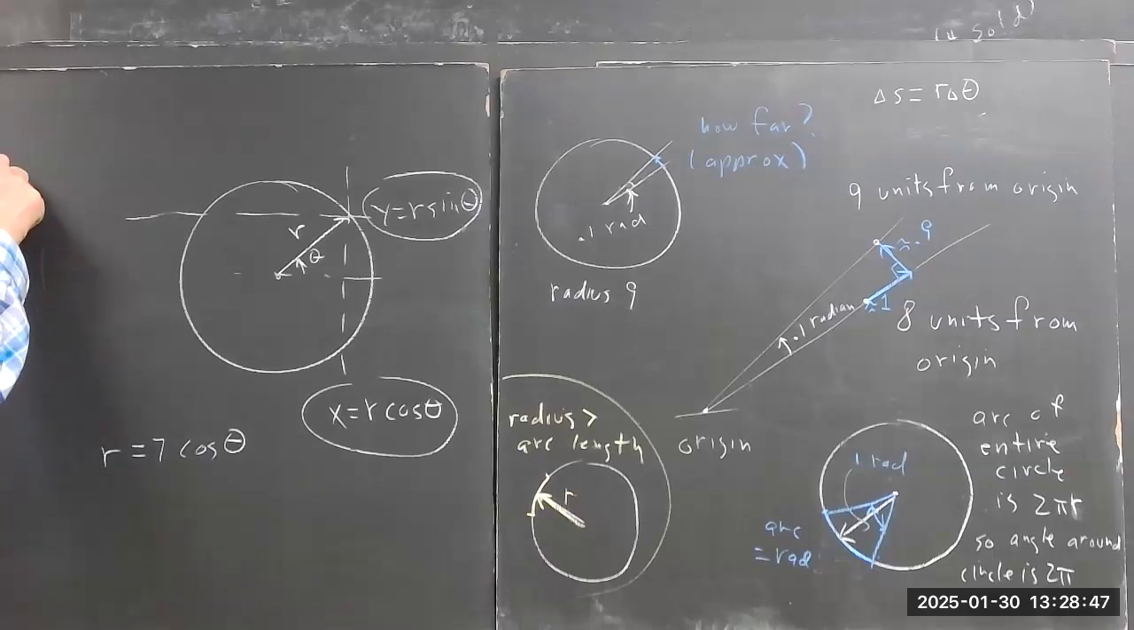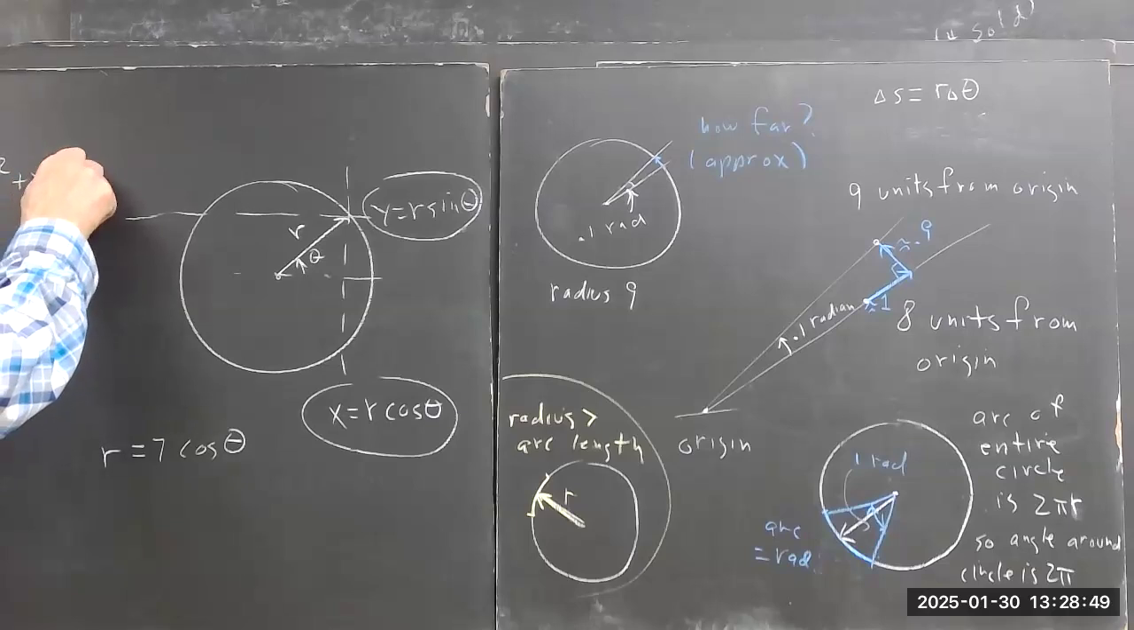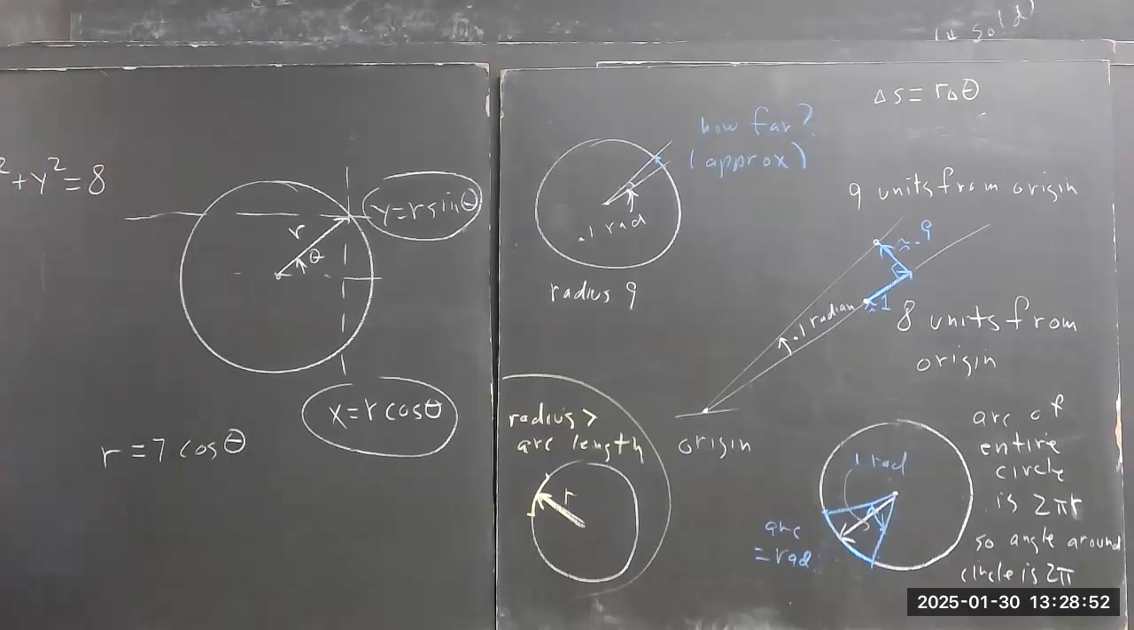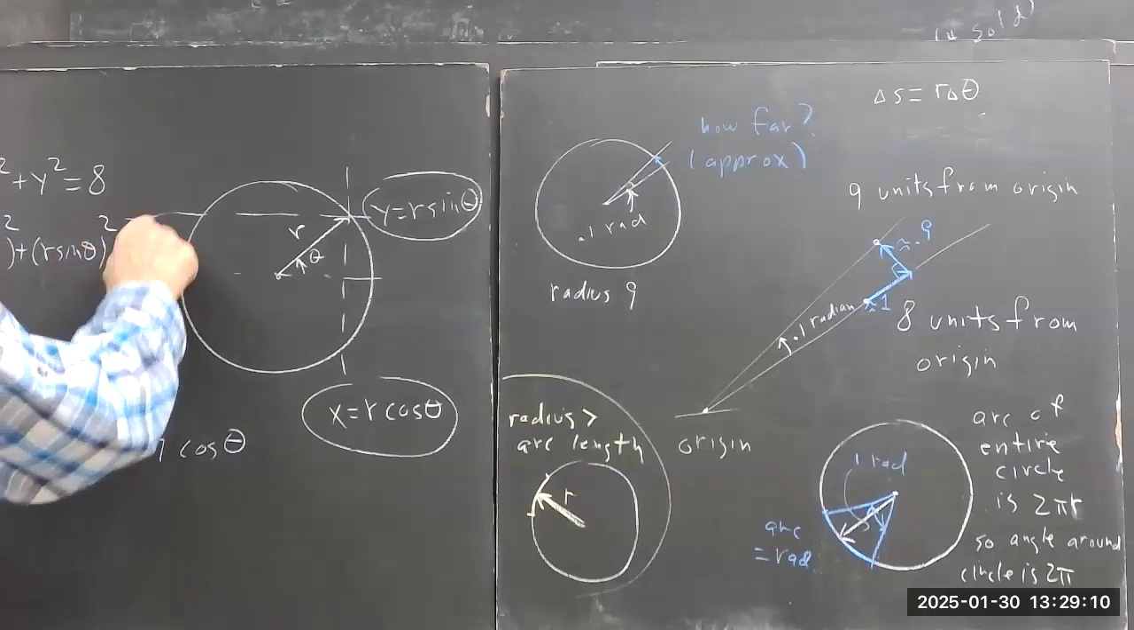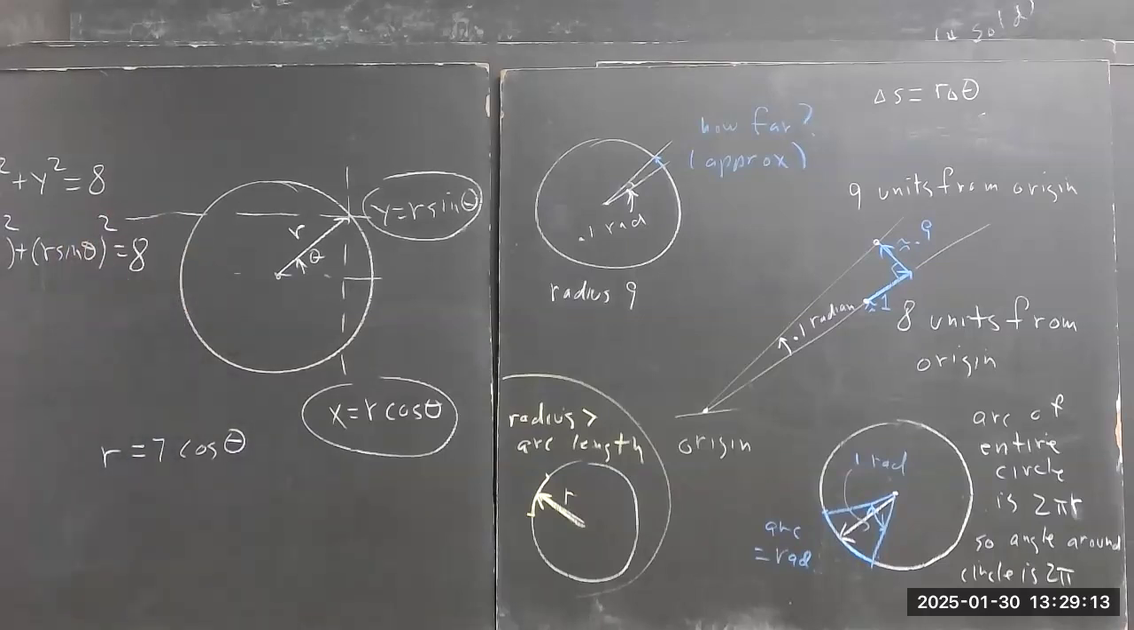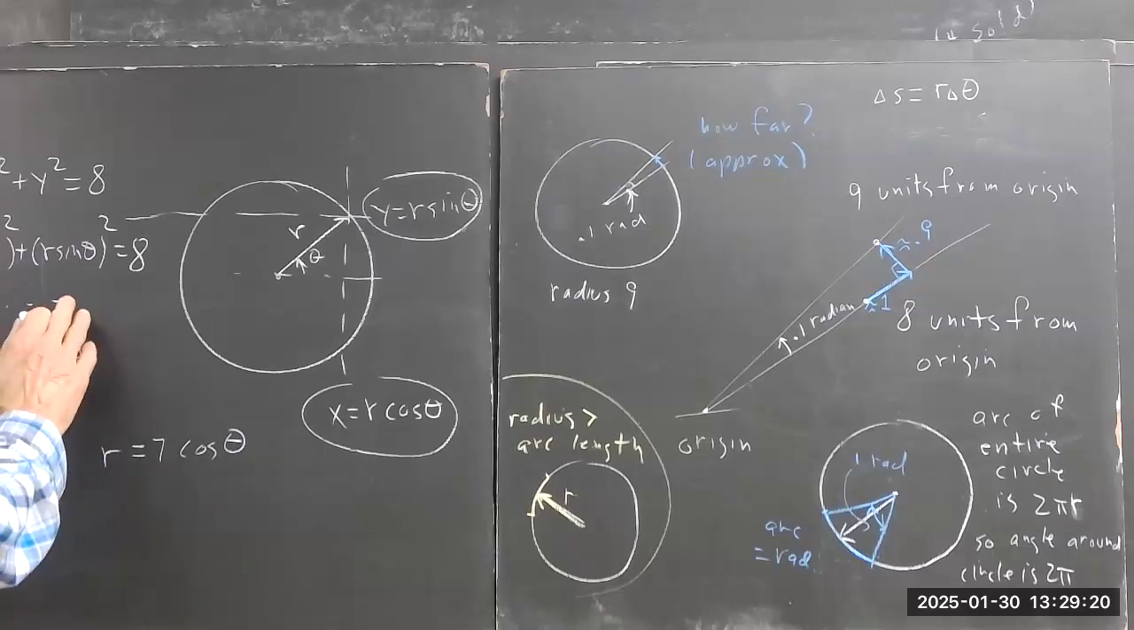Let's say you have the equation x squared plus y squared equals 8. To convert this to polar coordinates, you're going to write r cosine theta for x, r sine theta for y, equals 8, right? Take a couple steps, and you get r equals 8. Sorry, you get r squared equals 8.